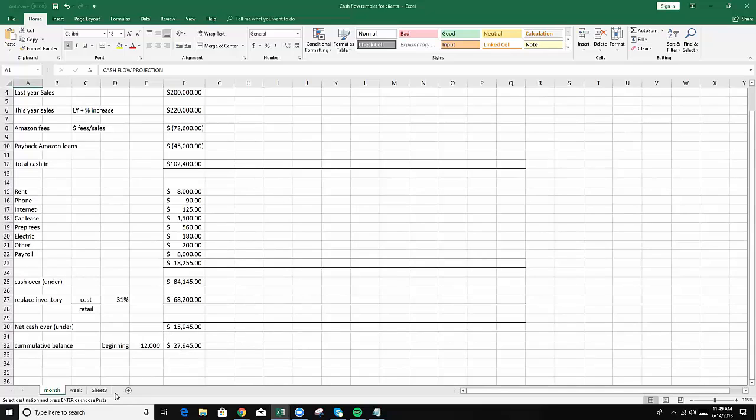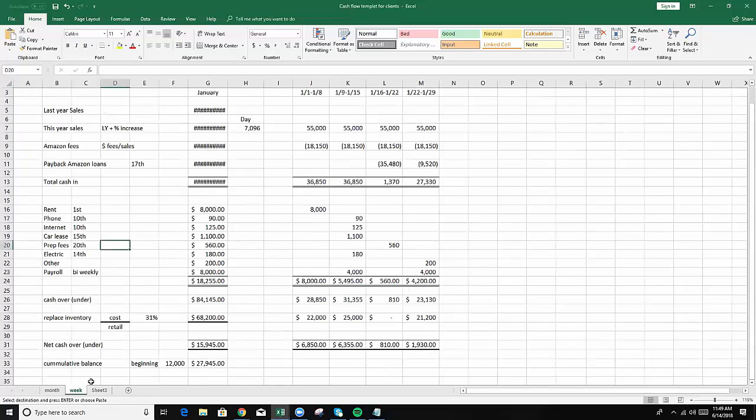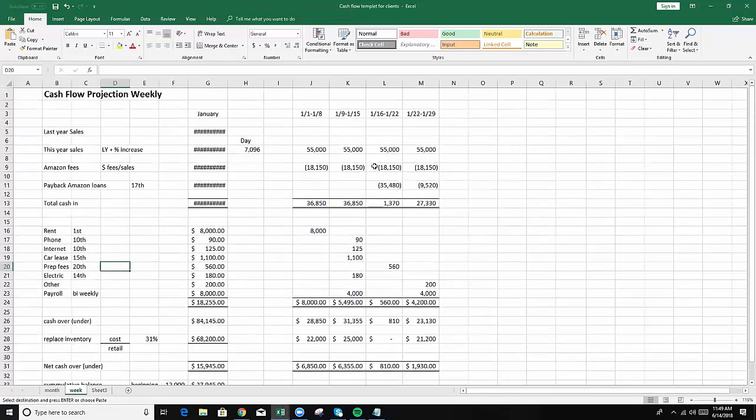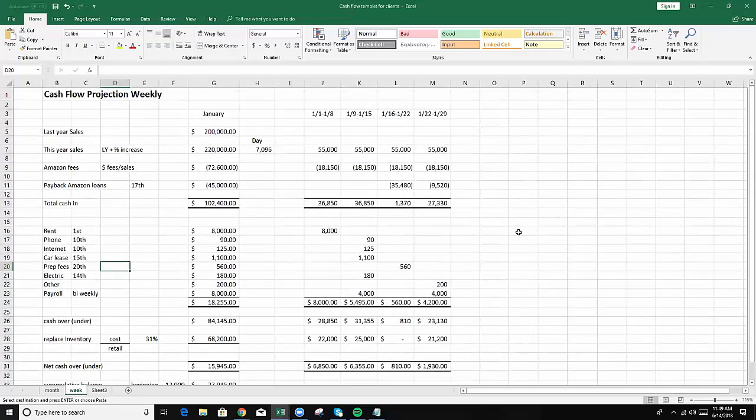All right. So now let's look at it by week. This might really help you. Maybe you could actually break this down by week, and it might help you to know when you can buy the inventory that you need to replace. All right, I took the sales and I just broke it down by 4.